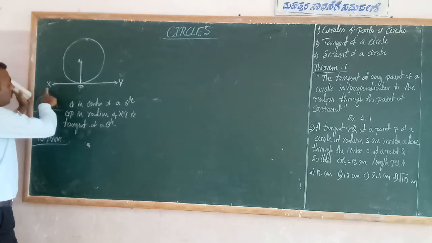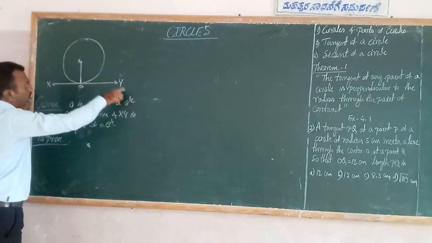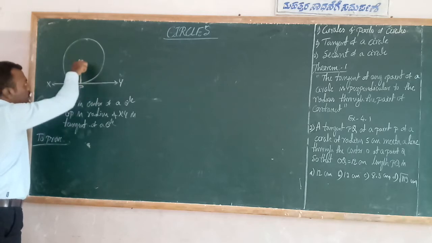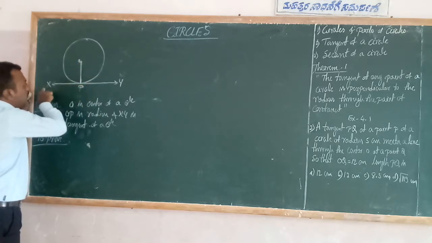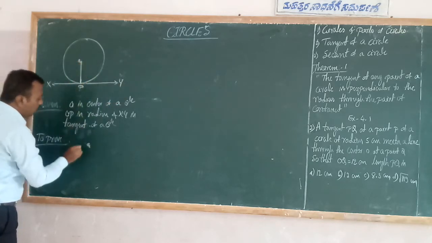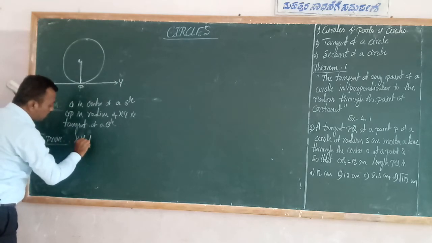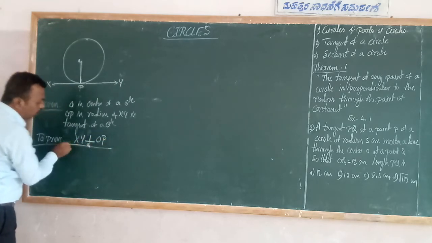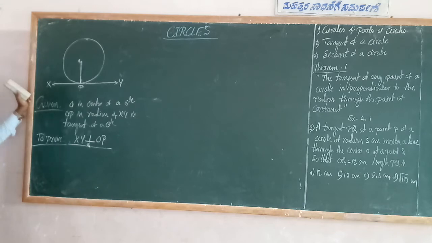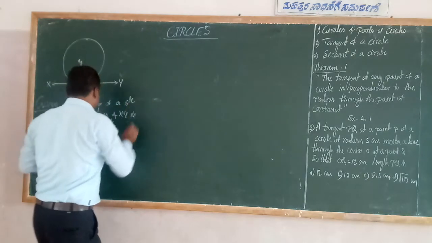So what is there to prove? The tangent of a circle is perpendicular to the radius through the point of contact. That means XY is perpendicular to OP. XY is perpendicular to OP. This one we have to prove. Okay. Next, a small construction is there.